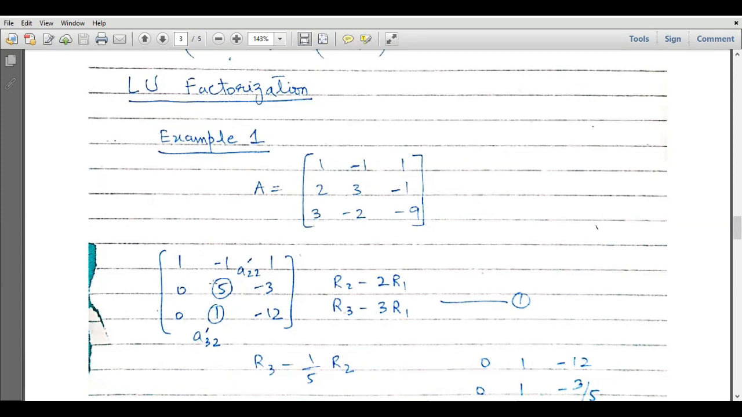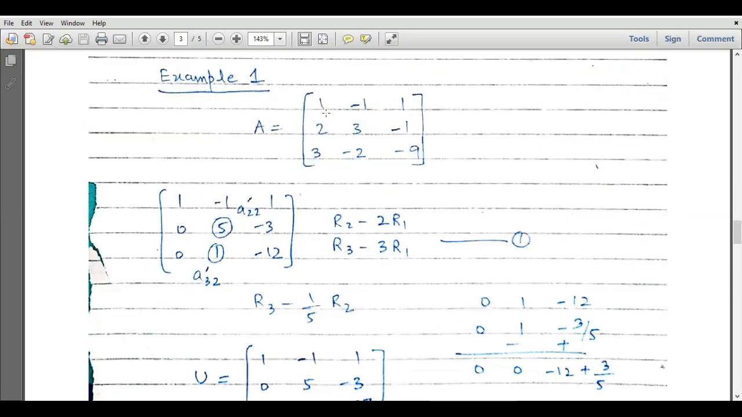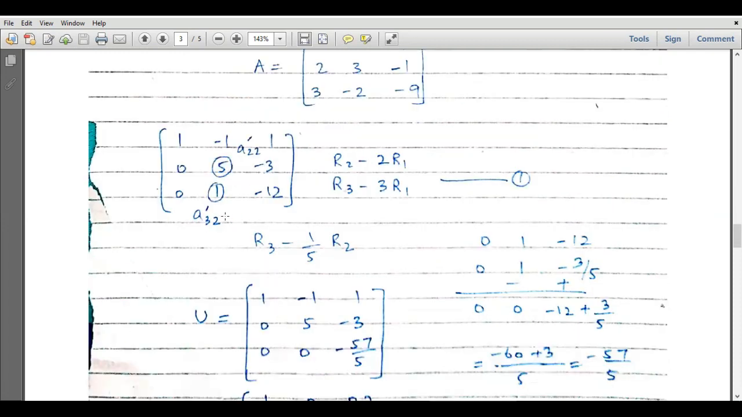So this is our new matrix in which we have 1, minus 1, 1 as the first row, 0, 5, minus 3 as the second row, and 0, 1, minus 12 as the third row. And this entry has to be made equal to 0 now, right? So this entry has to be made equal to 0, then it will be the U matrix.